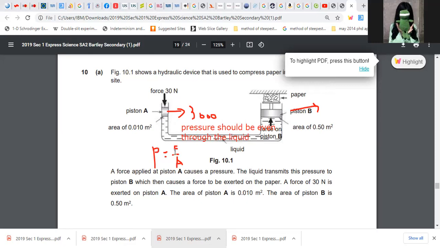It is the meaning of pressure. Pressure and force, what's the difference? Same thing, just per unit area. For example, force is like 30 newton. Pressure is just 30 newton per meter square, per one unit area. Like density. Density is mass per what? Volume. So mass per volume.